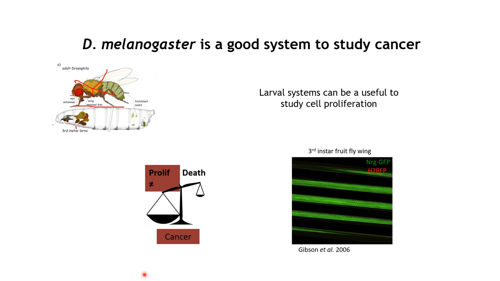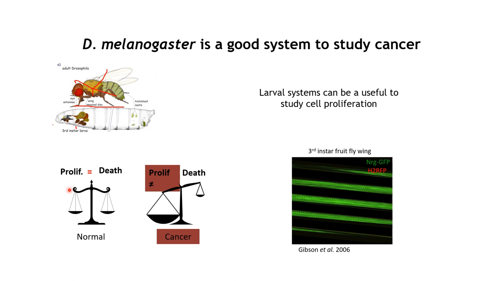Yeah, so while in other systems there should be a balance between proliferation and death, here we have a system where proliferation grows very fast, and you can study all those processes, see what happened in humans, I don't know, in 10 years. Here you can produce a mutation and start seeing the tumor growing in a few hours and start seeing what is happening with all these cells.